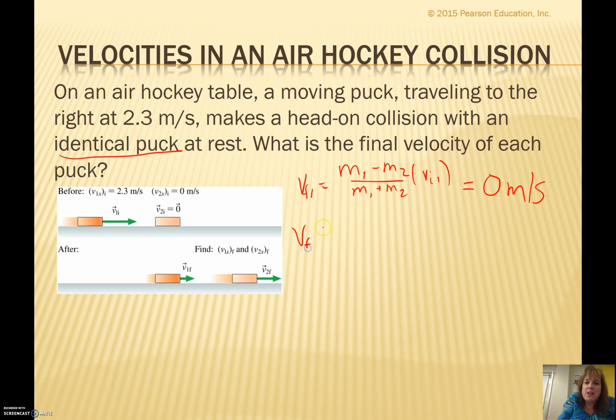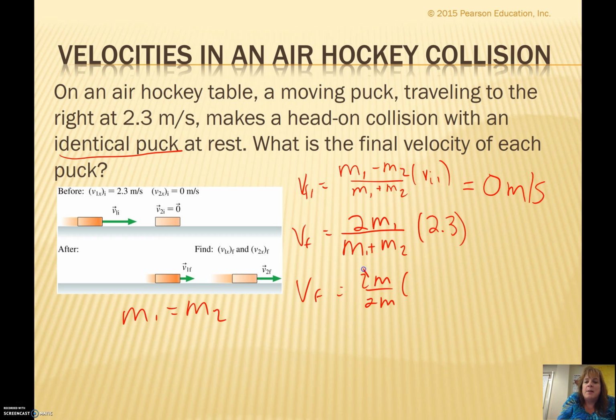The velocity of the second one, remember, is 2 times the mass of the first one over the sum of the masses of the total system times that initial velocity of the first one, which was 2.3. Now, if their masses are the same, so m1 equals m2, then this would be 2m over 2m, since m plus m is 2m. So those are going to cancel, times 2.3. So that means it's going to be 2.3 meters per second, and they're going to go to the right.